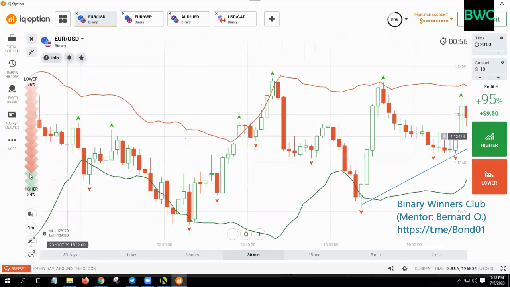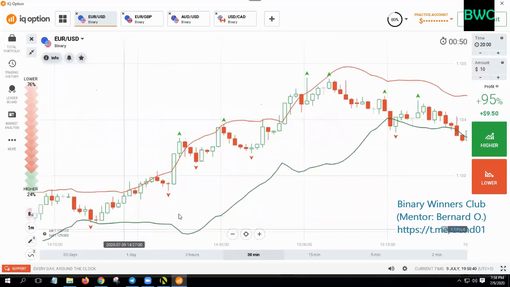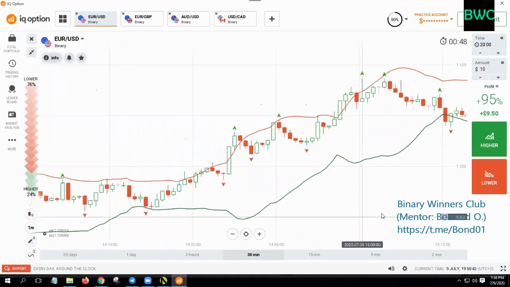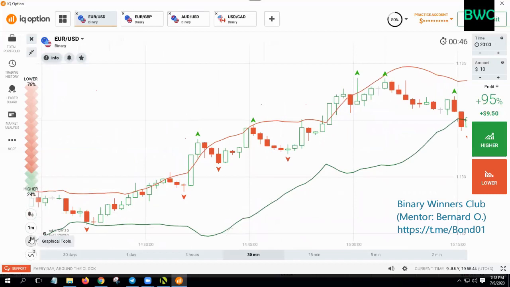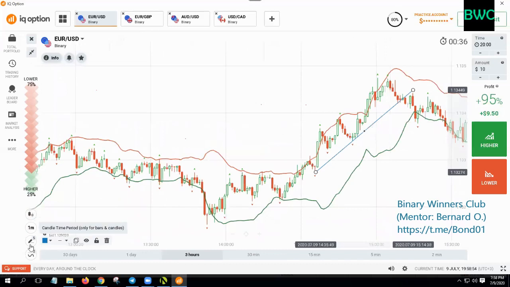Again, now you can't draw this because I don't see any wicks. These are tiny wicks. The best are long wicks. Long wicks give you very nice setups. Long wicks. See that? Long wicks, touch.